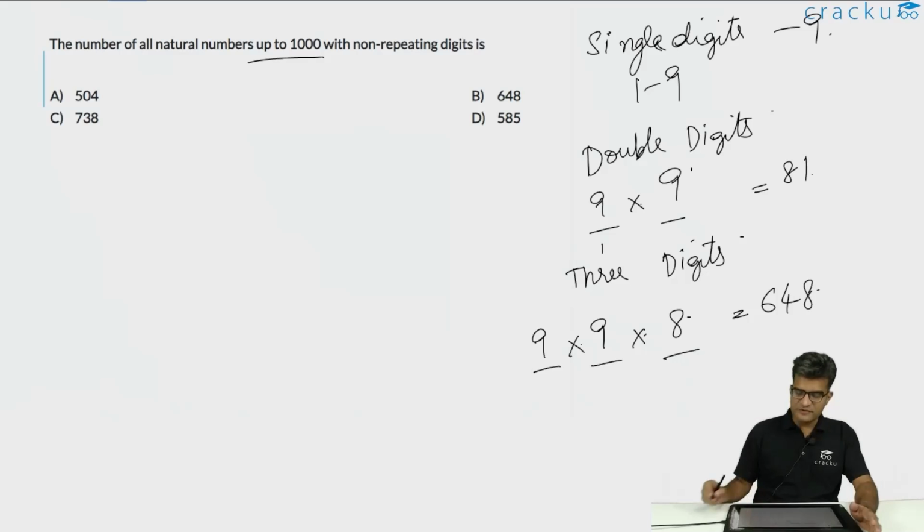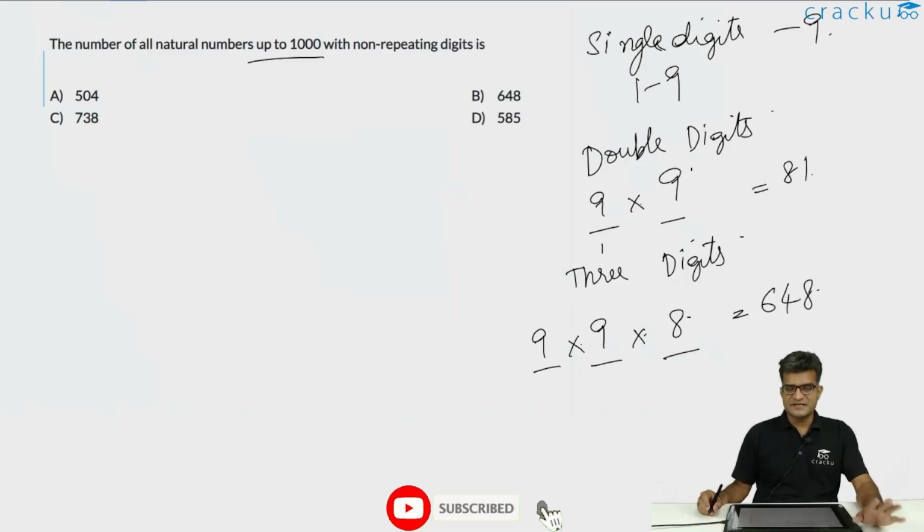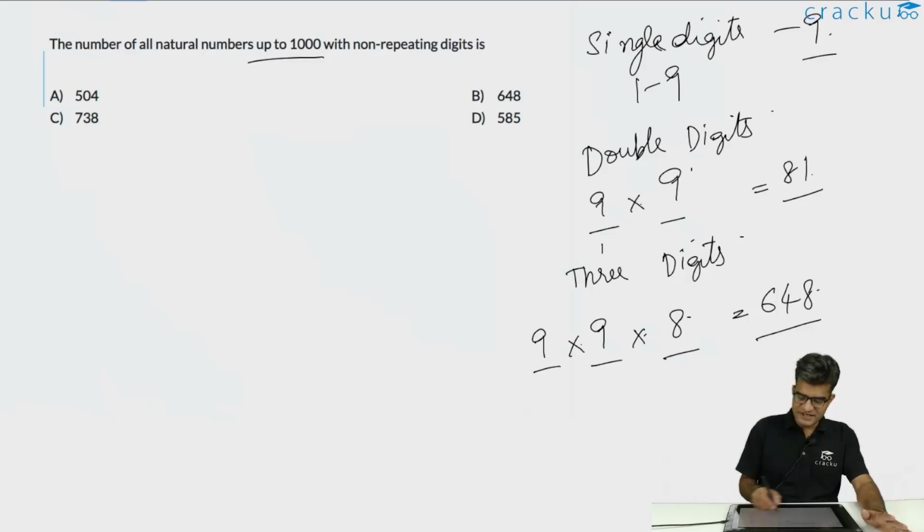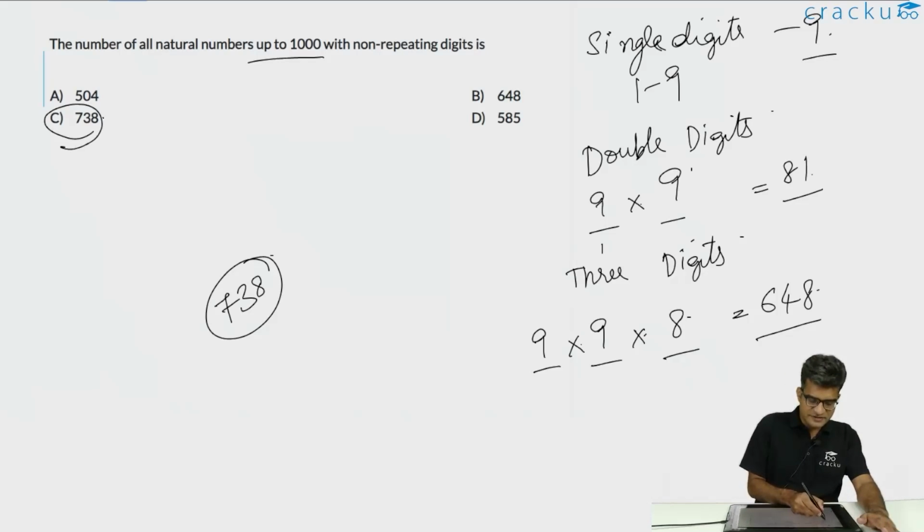So the total number of natural numbers which are less than 1000 with non-unique digits is 648 plus 81 plus 9, which is equal to 738. So the answer for this question is option C.